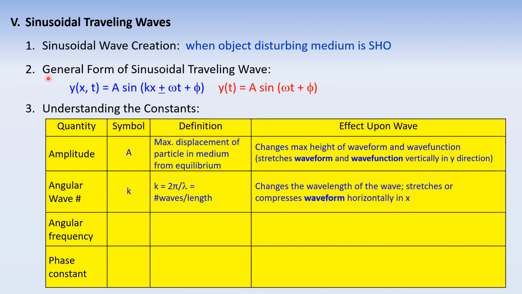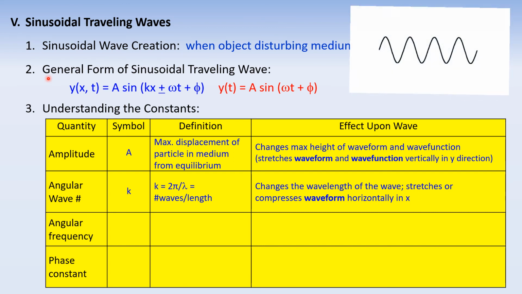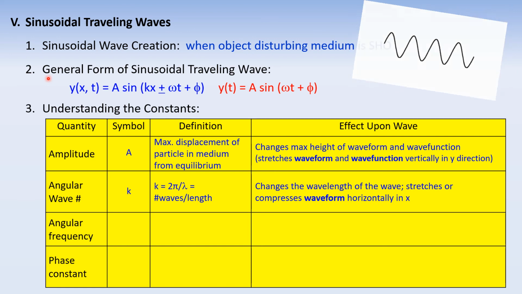What effect does changing k have on the wave? Well, this simply changes the wavelength of the wave. It stretches or compresses the waveform horizontally in x. So when you change k, you're going to stretch that waveform in the x direction. In other words, you're going to make the wavelength bigger or smaller. We see here that there's an inverse relationship between k and lambda. So making k bigger is going to make the wavelength smaller.